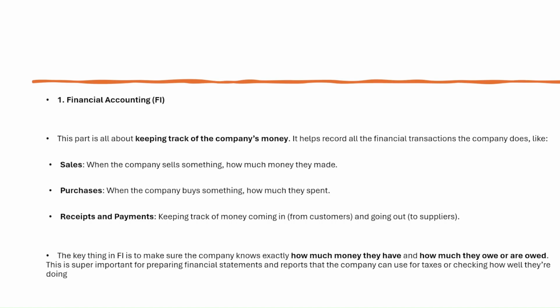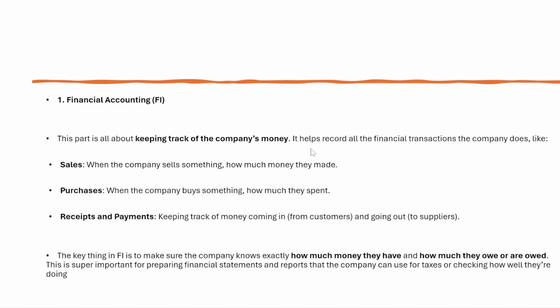If I break FI and CO apart separately, what does FI mean? FI is where we are tracking everything: how much sale is there, how much purchase is there, how much receipt and payments are there. So everything we are tracking in FI. This part is all about keeping track of the company's money, complete tracking.